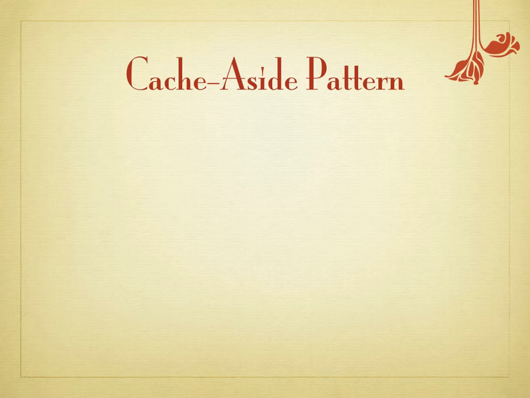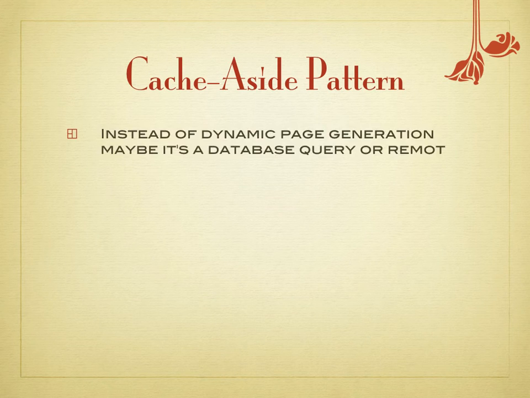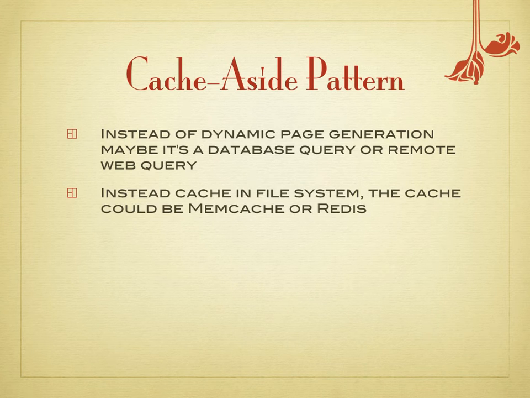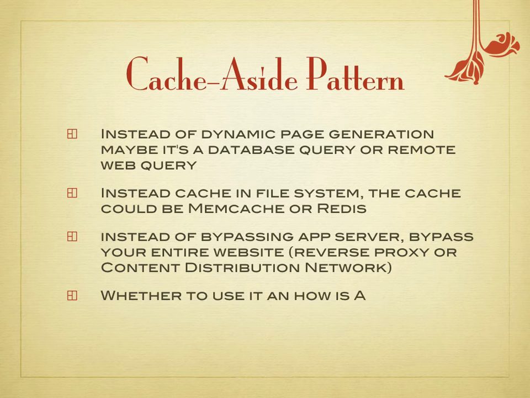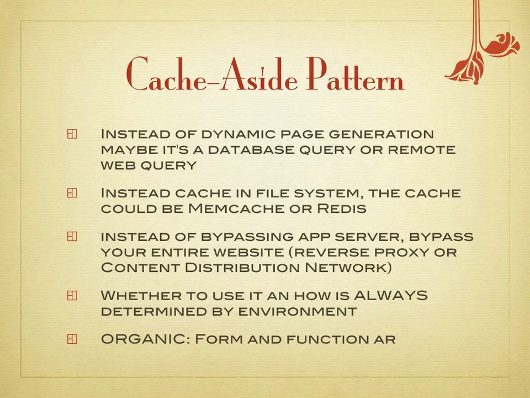With a little bit of creativity, this applies to not just that, but every modern application. Instead of dynamic page generation, we could use web query. Instead of caching the file system, the cache could be Memcache or Redis. Instead of bypassing the app server, we could bypass the entire website, whether that's using a reverse proxy or a CDN. That's literally the same pattern over again, right?